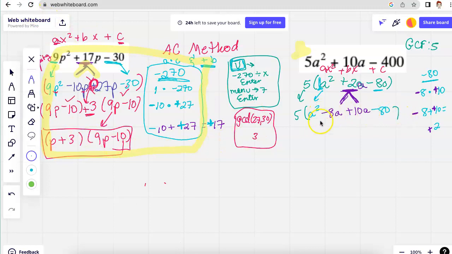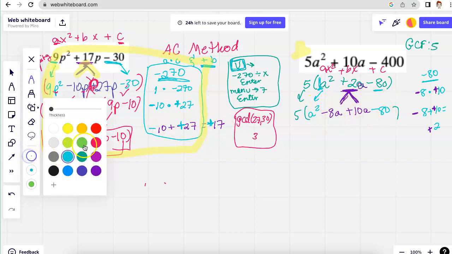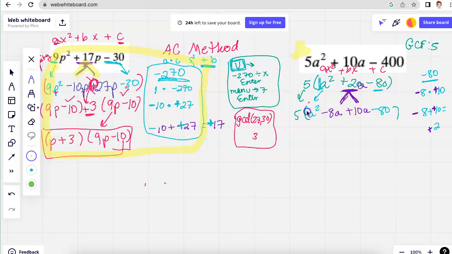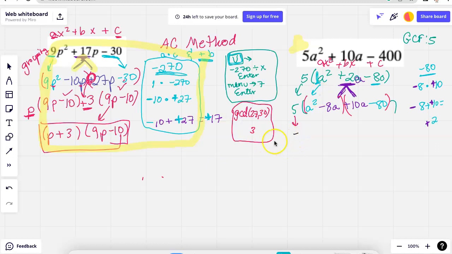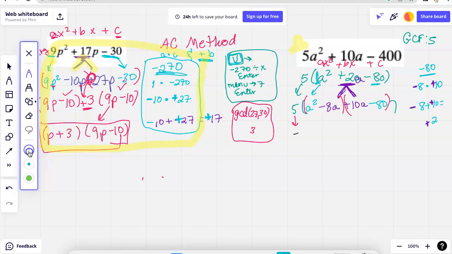There we go. And now inside this parenthesis you have 4 terms. 1, 2, 3, 4. So we're going to factor by grouping again. So group your first 2, group your second 2. Alright, so your 5 drops down. Sorry for that, my connection got reset, but we'll go back to where we drop down our 5 here. And make a big parenthesis again.